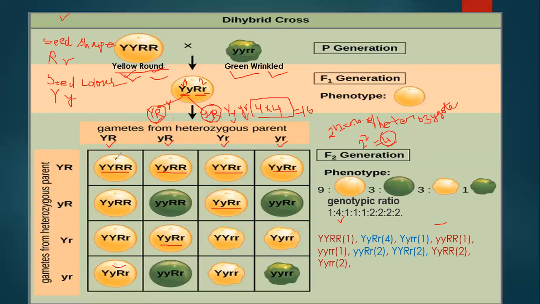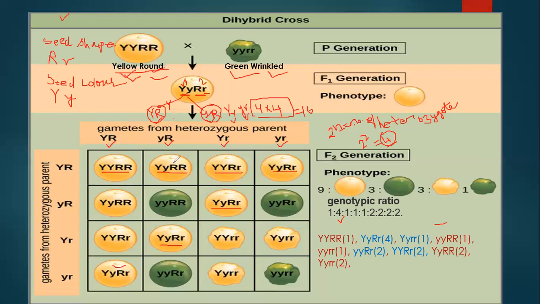You just have to combine the gametes of the parents for producing the genotypes of the offspring. You just have to combine the above 2 gametes of the parents, and you have to make the genotypic composition. So this is what is done. If you see capital Y, capital Y, capital R, capital R, this is the genotypic composition of this offspring.